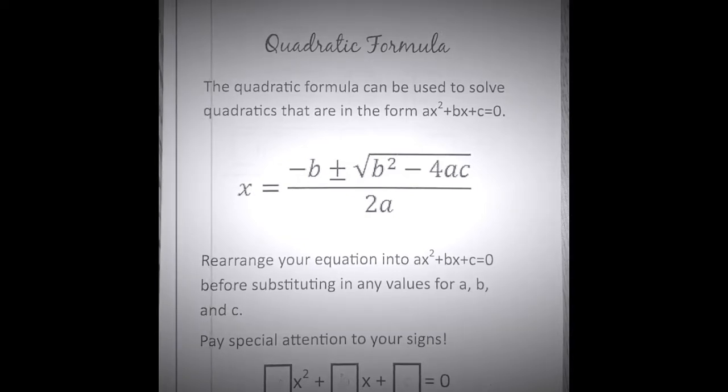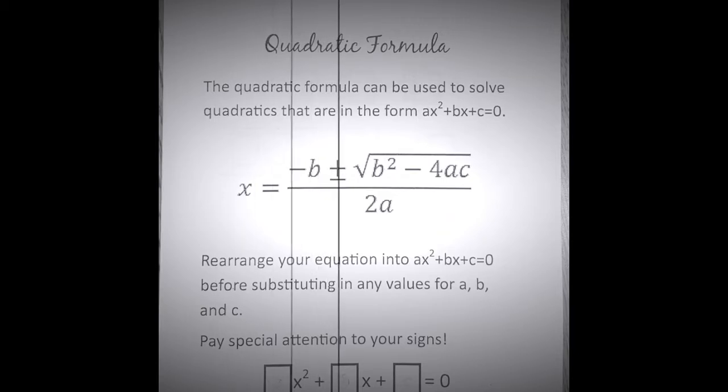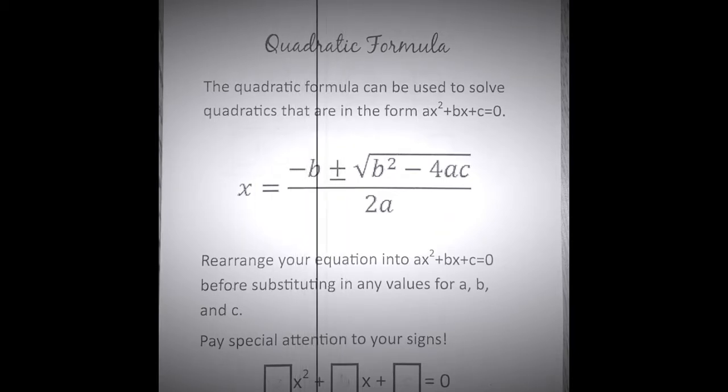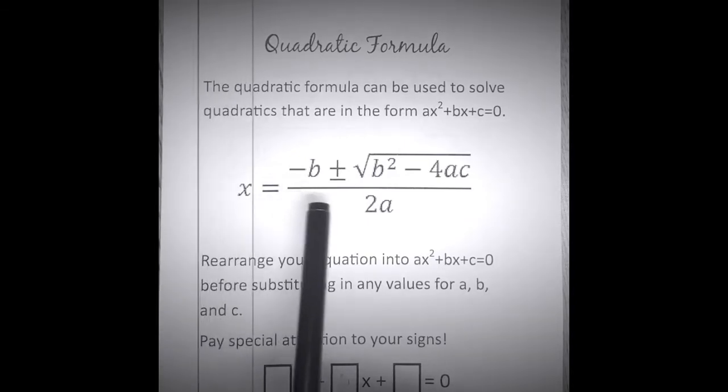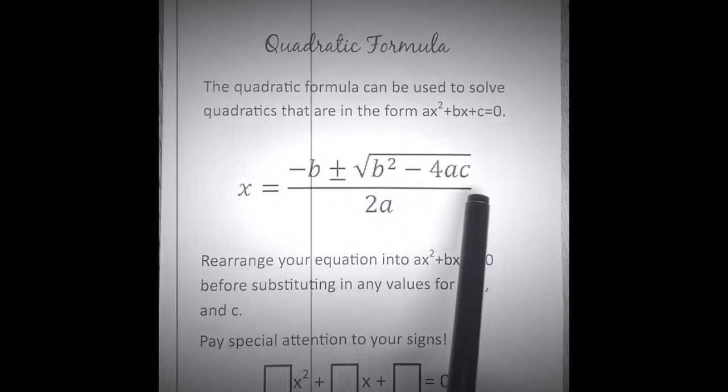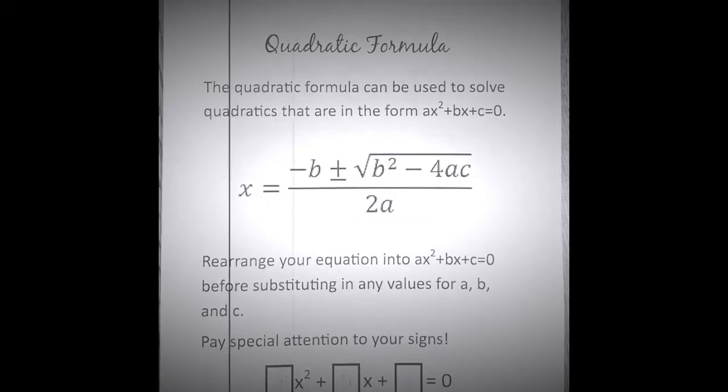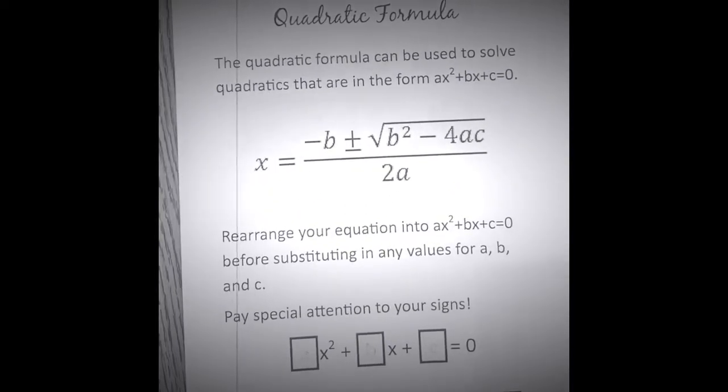If you're interested where the quadratic formula comes from, a quick Google search will show you that it comes from completing the square with a basic quadratic equation, ax squared plus bx plus c. The quadratic formula is x equals negative b plus or minus the square root of b squared minus 4ac all over 2a.